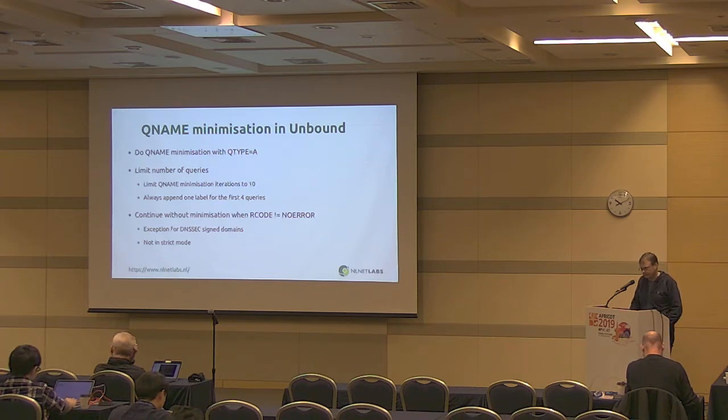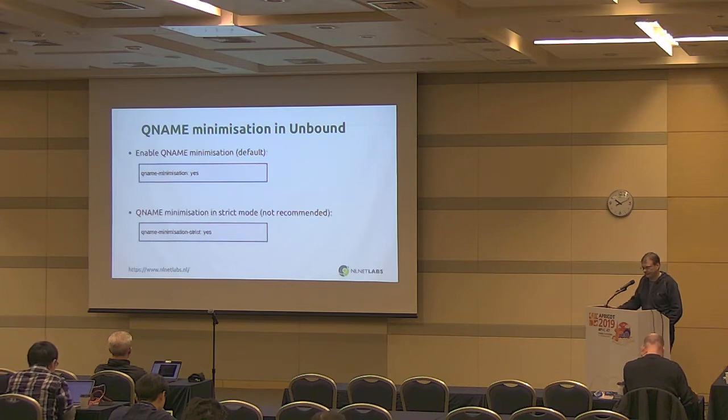The exception is DNSSEC signed domains, because for DNSSEC, the meaning of NXDOMAIN is very well defined, also because you can test this with the NSEC records that Ralph showed earlier. So you always know whether there are some names under it or not. And there is a strict mode, which follows the RFCs very precisely. How do you enable QNAME minimization in Unbound? Well, you don't really need to anymore. In the latest version, starting in 1.7 something, it's enabled by default. If you want to make sure, you just add this to the configuration. And the strict mode that I mentioned, you can enable too, although you probably shouldn't.